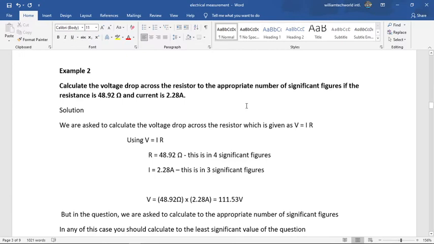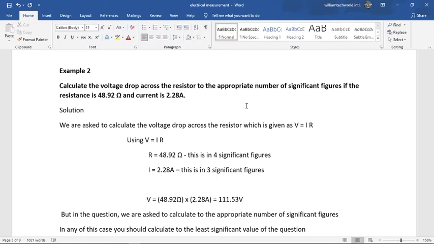So now when you carry this out in the laboratory, some way you may encounter some error, maybe in the measurement of the current and the measurement of the voltage. There are ways that we can add those two together. We're going to be seeing that in the later part of this lecture, but let's focus on what we're told to do in this example two. So according to the question, we should calculate the voltage drop across the resistor to the appropriate number of significant figures.